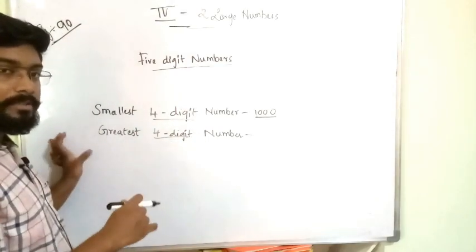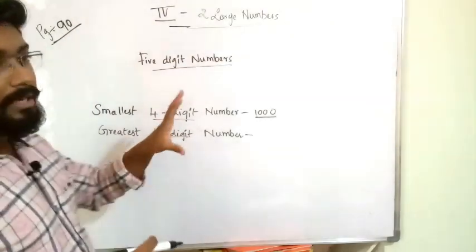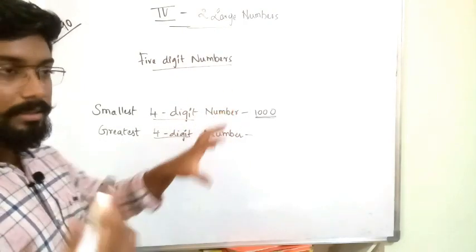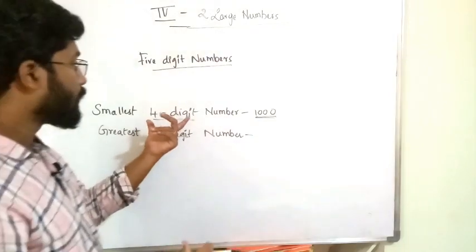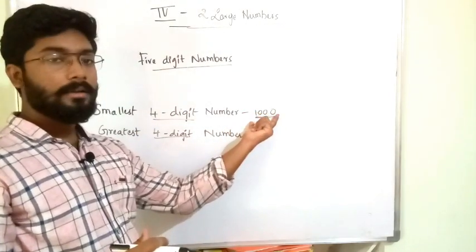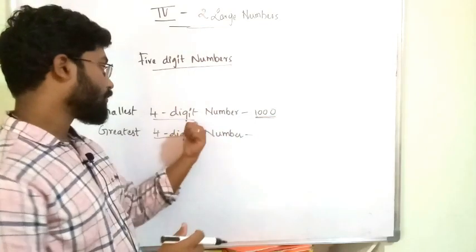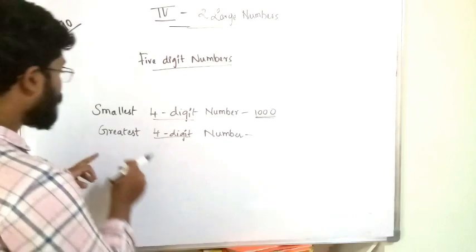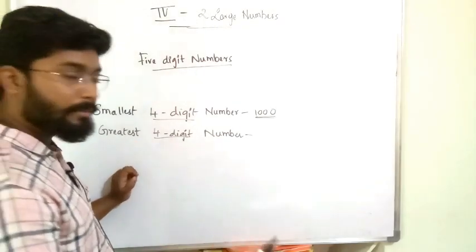For all digit numbers it is like that only. From which number that type of digit is starting. If from 1000 is there, no? From here only the 4-digit numbers are starting. 4-digit numbers are starting from 1000. So that's why it became the smallest. Where the 4-digit numbers will end, that will become the greatest. Okay?